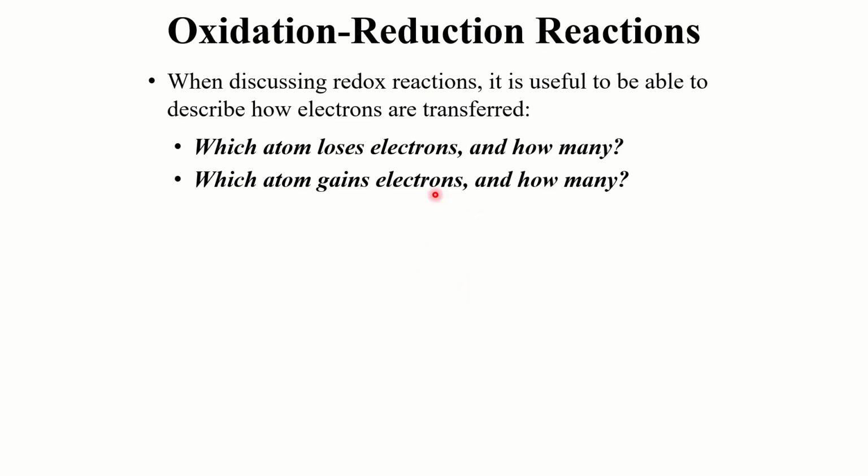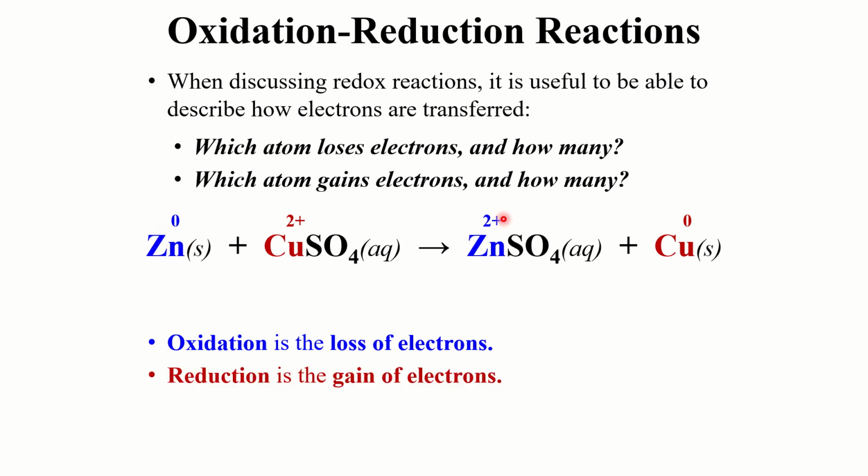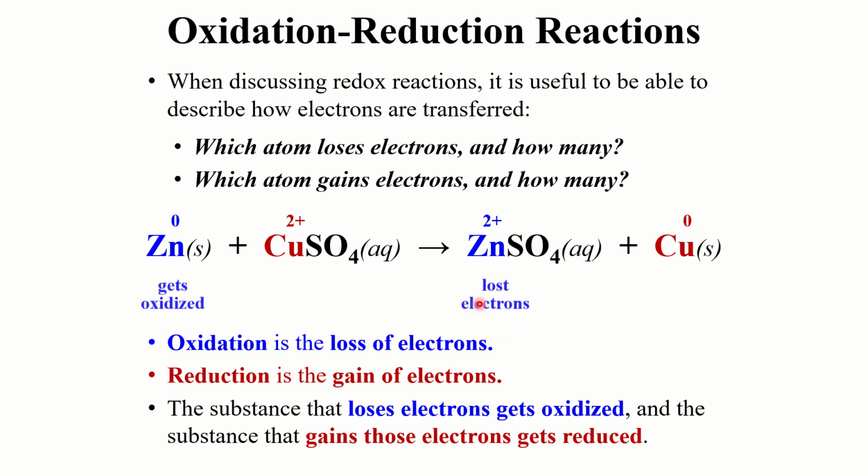So in these redox reactions, it is useful to be able to describe how electrons are transferred. We want to know which atom is losing electrons and how many, and also which atom is gaining electrons and how many. So if we look at an example single replacement reaction between zinc and copper sulfate to form zinc sulfate and copper, we can see here that the zinc is being oxidized. Its oxidation number is going from 0 to +2. Whereas copper is being reduced. Its oxidation number is going from +2 to 0. Remember that the substance that loses electrons gets oxidized and the substance that gains electrons gets reduced.